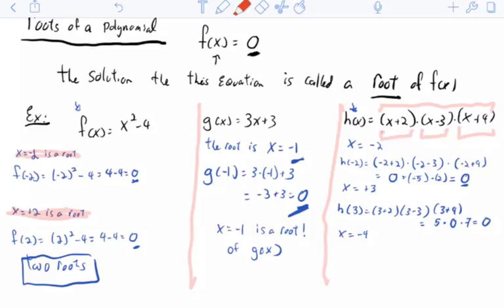Does that make sense? The deal here is that if it's in completely factored form, it's really easy to figure out what the roots are, because you can just look term by term and ask, which one will make this term 0? Which one will make this term 0? Which one will make this term 0? More on that later.